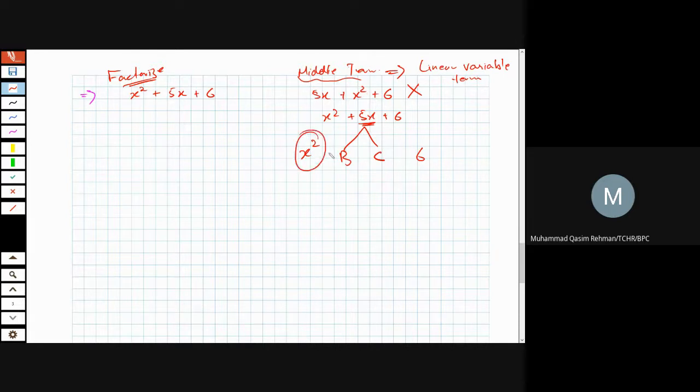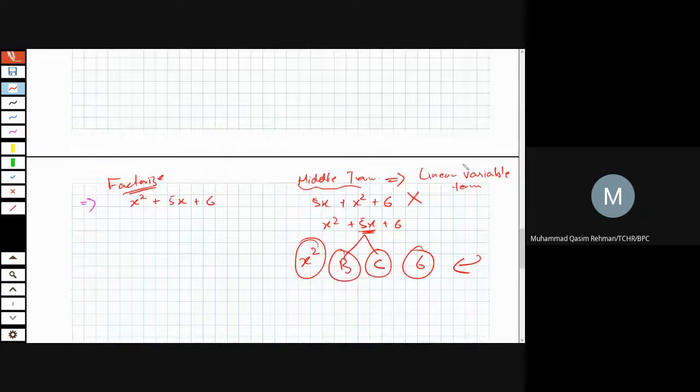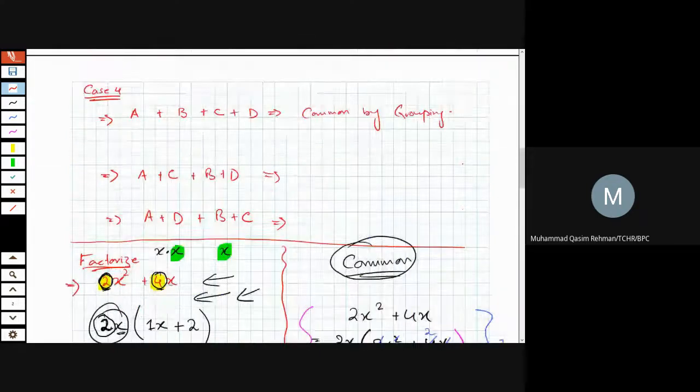Now what do we have? How many terms do we have? 4. We will end up with 4 terms. This is all the middle term breaking. So once you have 4 terms, then what do you do? Take common by grouping. The case number 4.